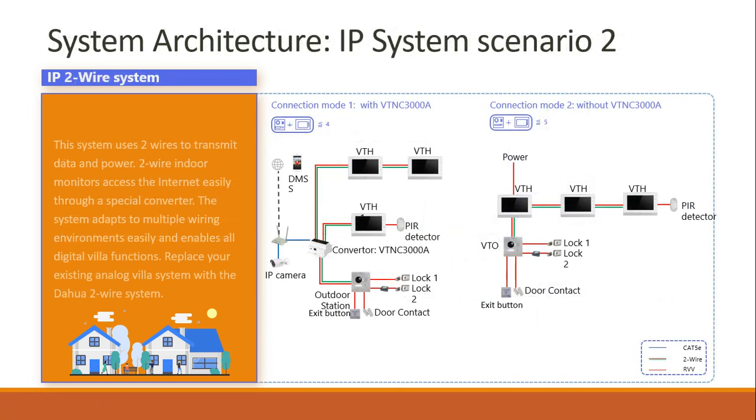Another scenario for architecture and designing for a Villa solution is using a two-wire system. The two-wire system would use a device called a converter. It's a VTNS, and we also provide this type of device. So rather than using normal Ethernet cable, you can use this converter with the two-wire. But from my point of view, I'd advise you to go with the first architecture because it's simple, it's standard, and you can use normal RJ45.